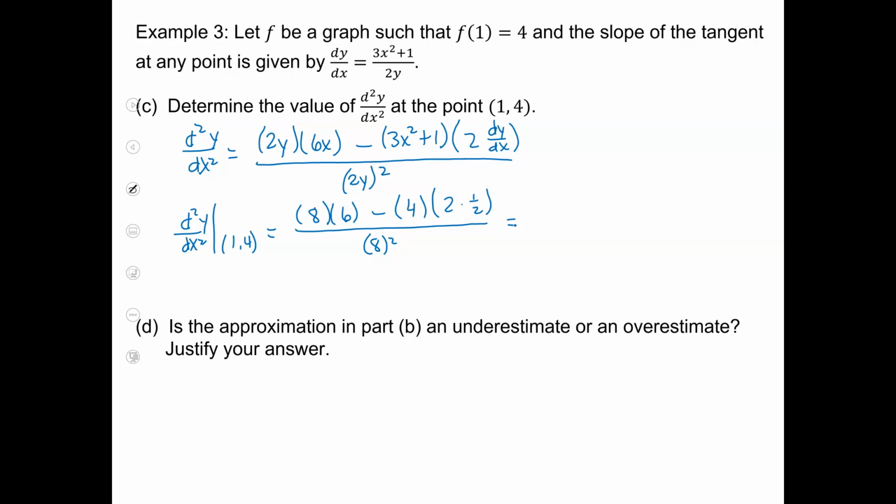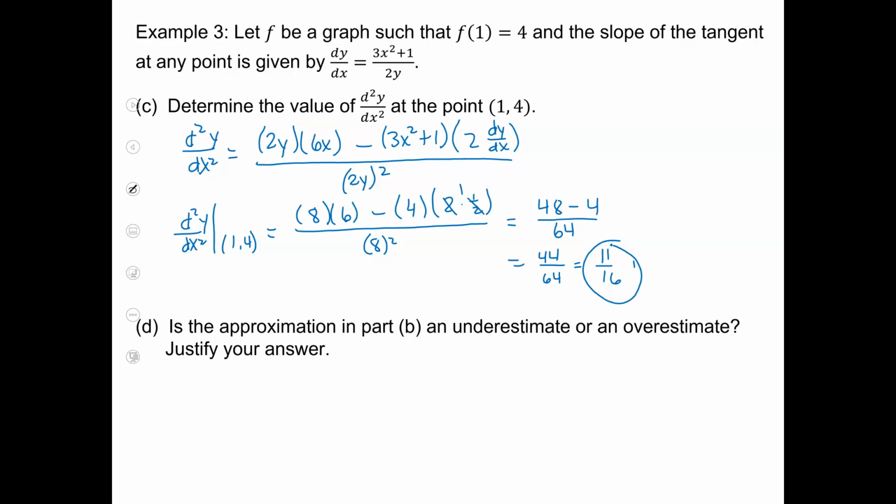So now we just have to clean this up a little bit. 8 times 6 is 48. Okay, this 2 times 1/2 is just going to simplify down to 1. So 48 minus 4 over 64. Okay, or 44 over 64. Those are both divisible by 4, so 11 over 16 is the reduced answer. You can leave it as 44 over 64, though. So there's a little review of implicit differentiation.